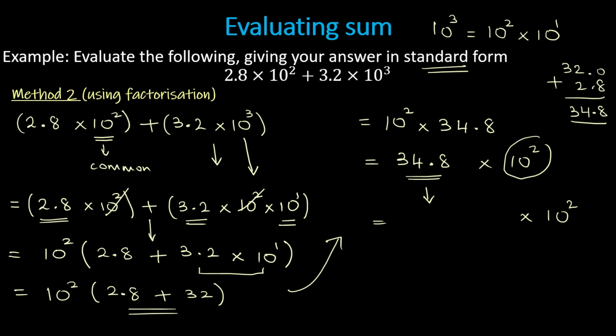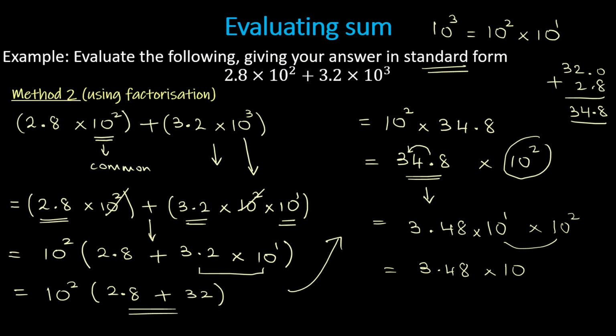We bring this number between 1 and 10 by moving the decimal to the left by 1 decimal place. So it is 3.48 times 10 to the power of how many places have we moved? 1 place, right? So let me write it here, 10 power 2. Now again we apply the multiplication law of indices, and this becomes 3.48 times 10 to the power of 1 plus 2, which is 3.